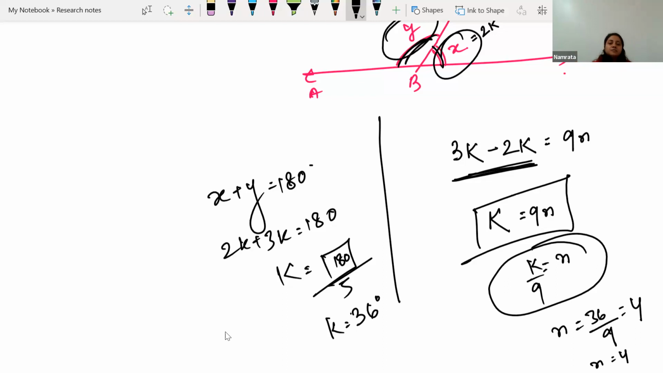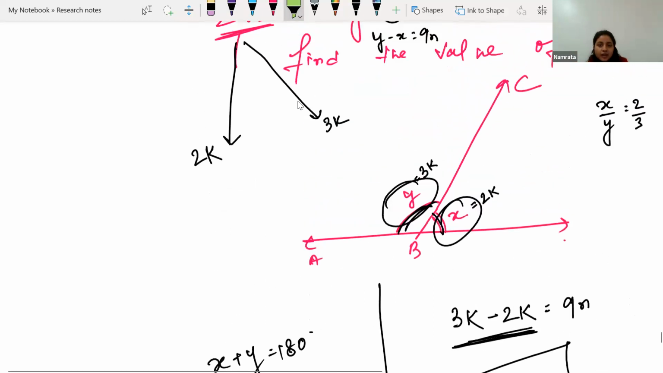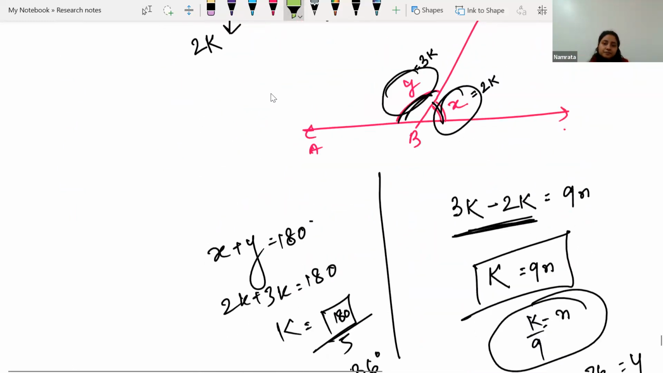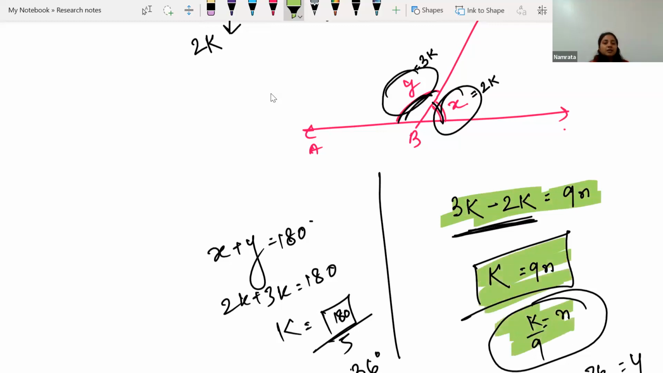How did we do the whole thing? Here one relation was given, that y minus x is equal to 9n. This equation was given over here. We took y as 3k and x as 2k, substituted, and got n in terms of k.